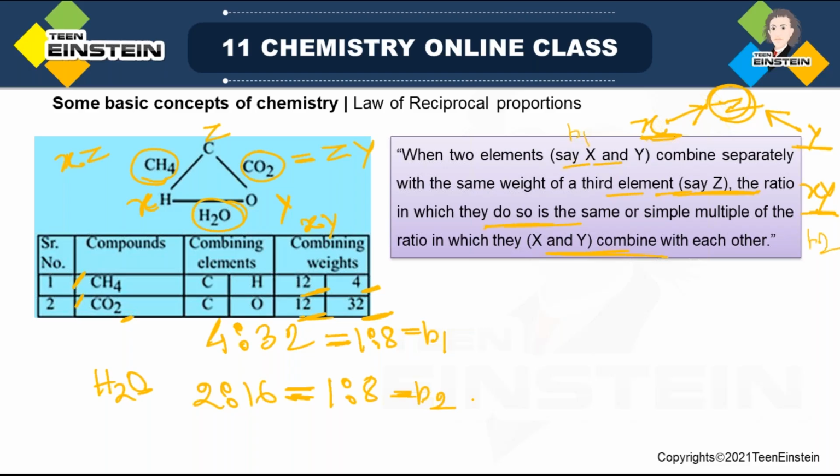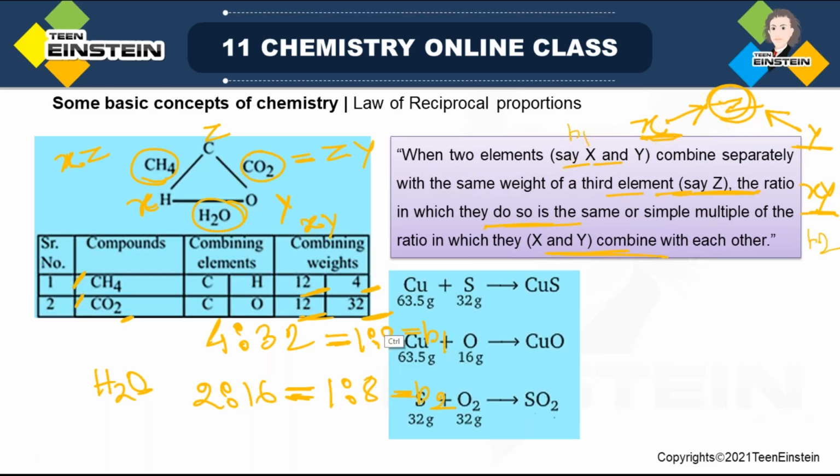Though I am saying not necessarily they have to be the same. It can be a multiple also. So suppose in the first case it is 1:16, in the second case 1:8. Then also the law is okay. So in this case it is the same. Fine, there is no problem. Another example.